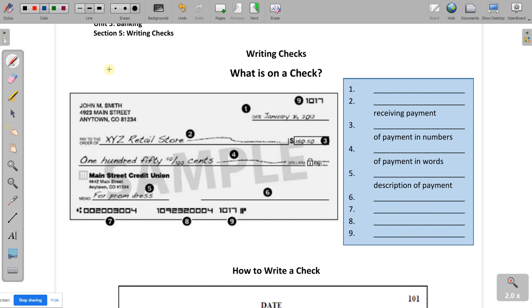Today we are going to be learning about how to write a check. The first thing we need to look at is the different components of a check. So, the first part here labeled 1, that is where the date's going to be. And then 2, this is the person or the company that's going to be receiving the payment.